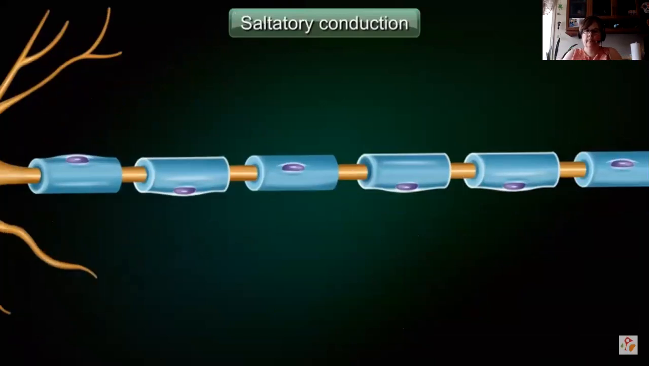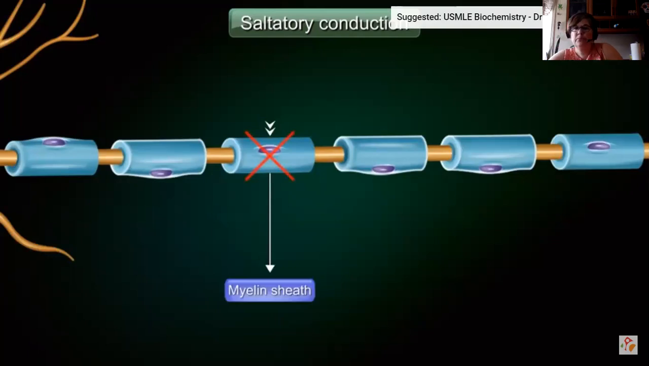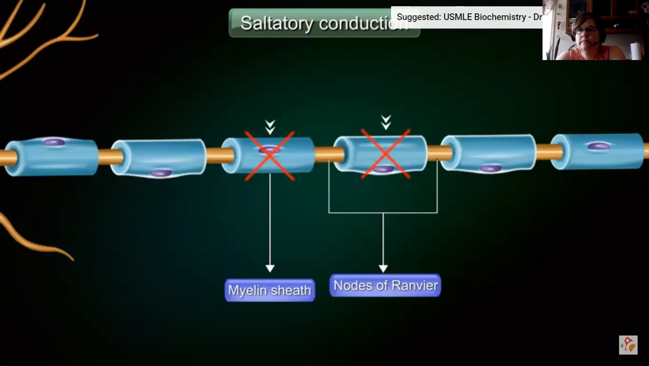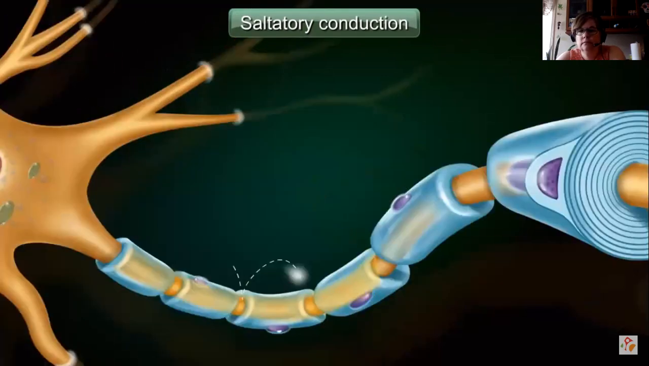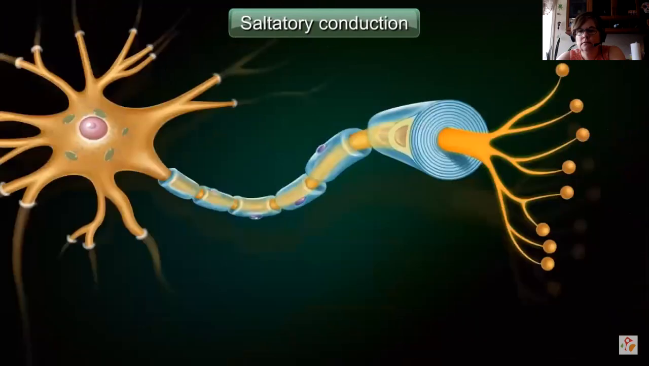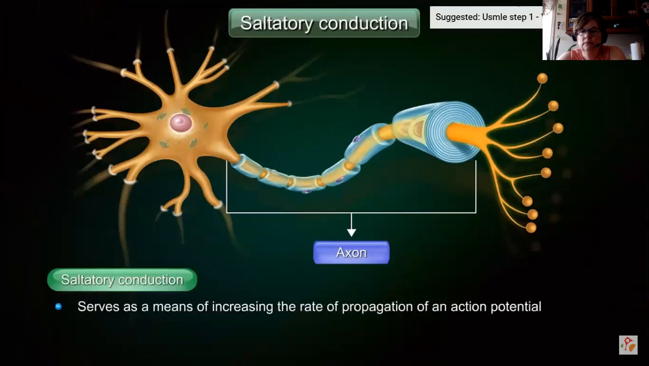As depolarization cannot occur at the cells making up the myelin sheath, the wave of depolarization can only occur at the nodes of Ranvier. Thus, action potentials appear to jump from node to node when traveling down an axon, and this phenomenon is known as saltatory conduction, and it serves as a means of increasing the rate of propagation of an action potential.